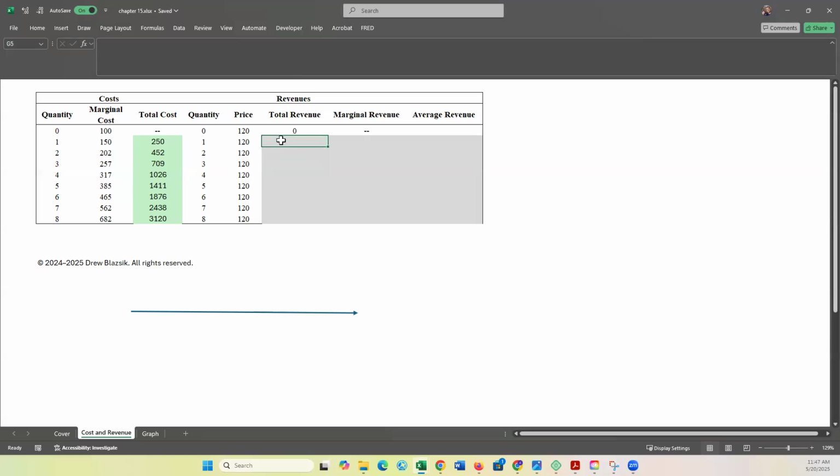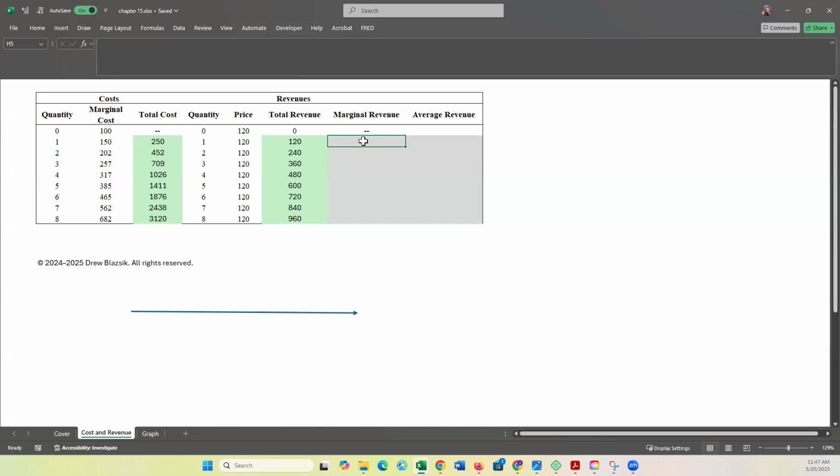So if we want to find out our total revenue in this case, all I'm going to do is take the price and multiply that times quantity. That's going to be the total revenue. I'm going to bring that down. Now we have the total revenue. Next, we want to know what is the marginal revenue. The marginal revenue is the additional revenue gained from an additional unit.